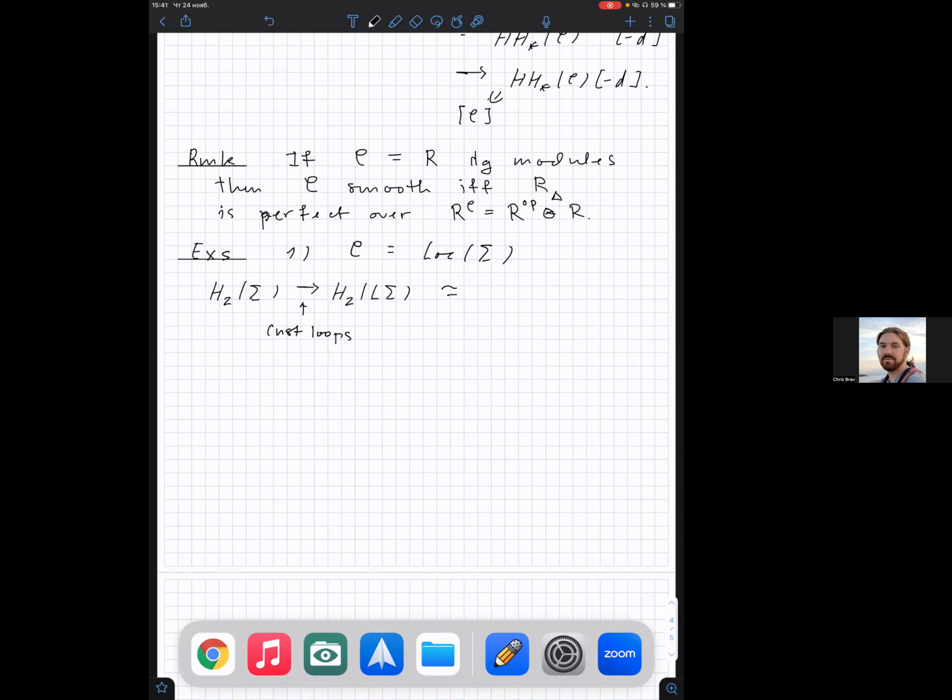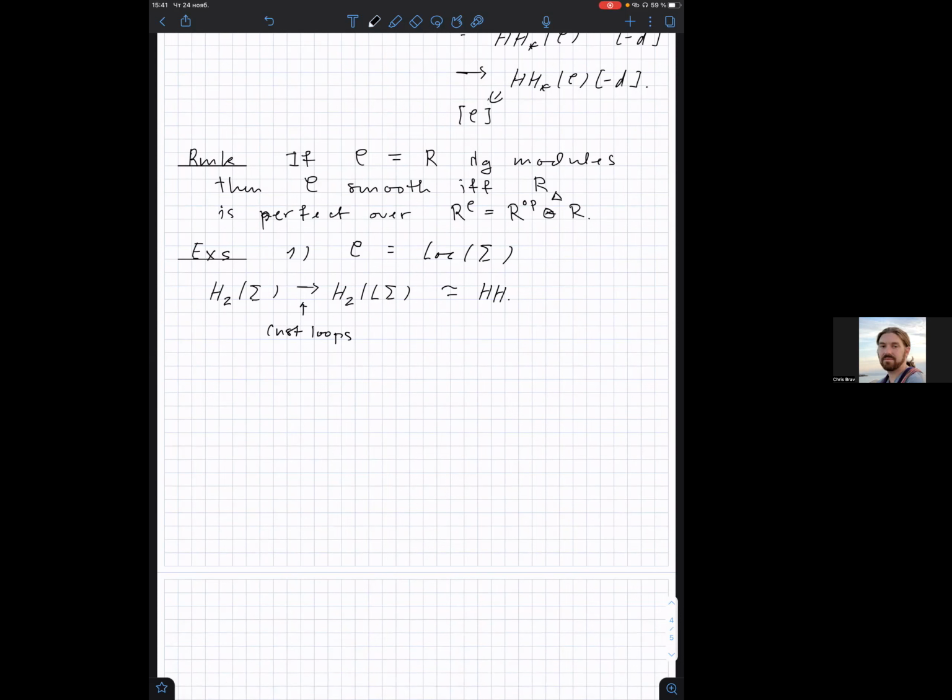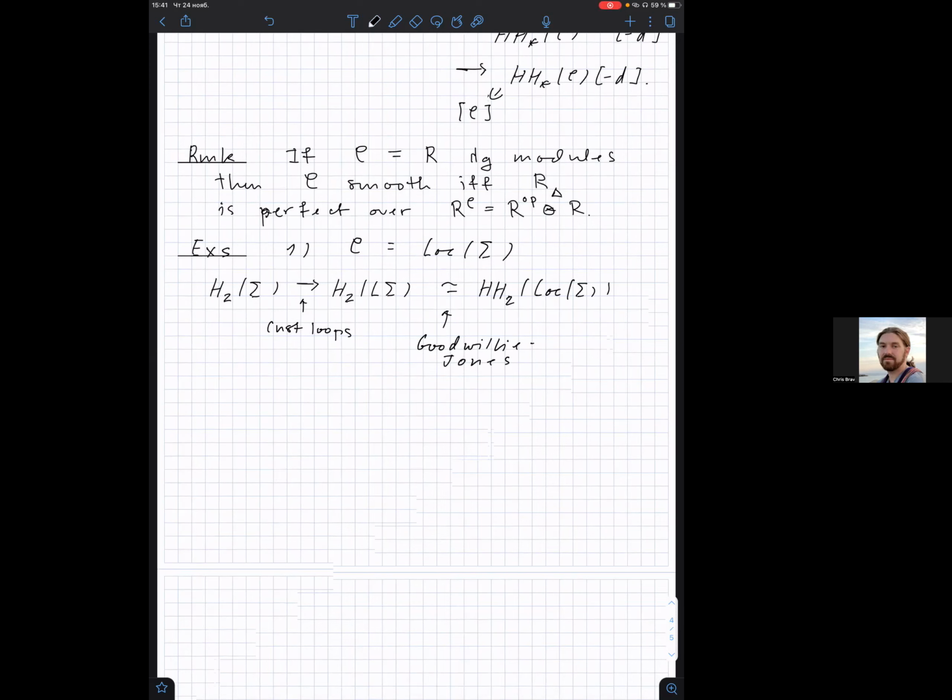I have an abstract notion of Hochschild homology, and then I have some particular category that arises from geometry or topology. And there's some theorem telling you how to compute the Hochschild homology in terms of that geometry or topology. So here, this is the Goodwillie-Jones theorem that says, if I want to compute Hochschild homology of the category of local systems, or of the group algebra of the fundamental group, that is just homology of the free loop space.